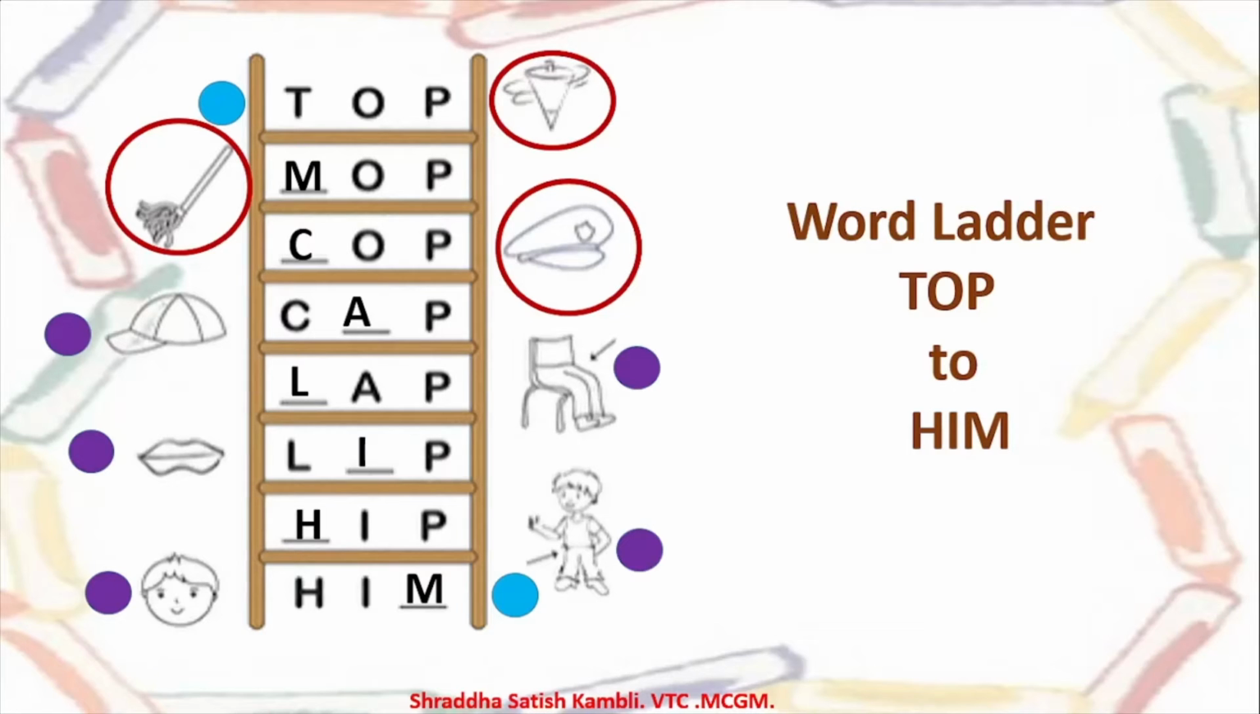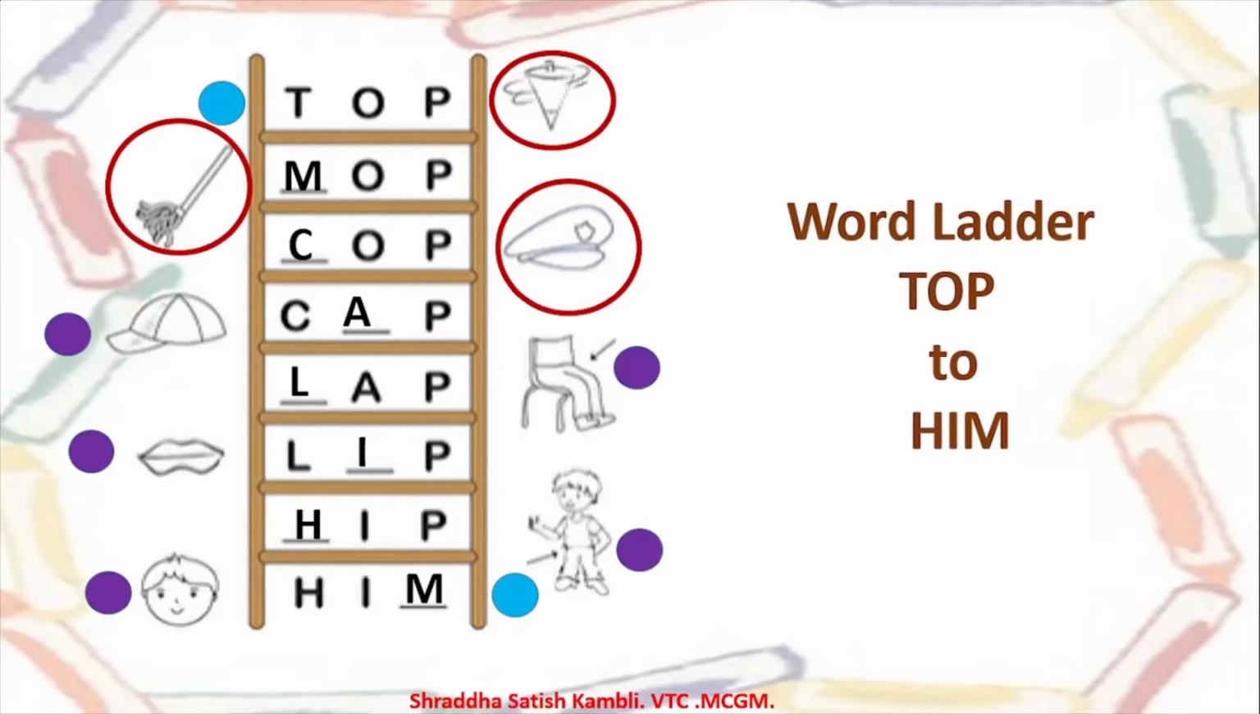So it is not a very difficult thing, children, but yes, you have to know words. So now you have to know that the thing with which you wipe the floor is called a mop. Okay, so you have to know words. Only then you will be able to do it, and you will be able to learn more words if you try and solve such word ladders.